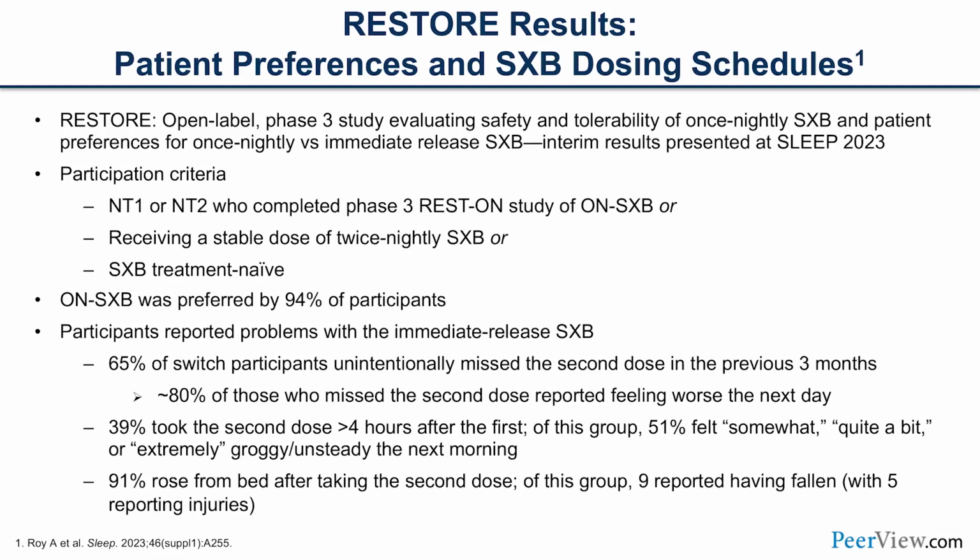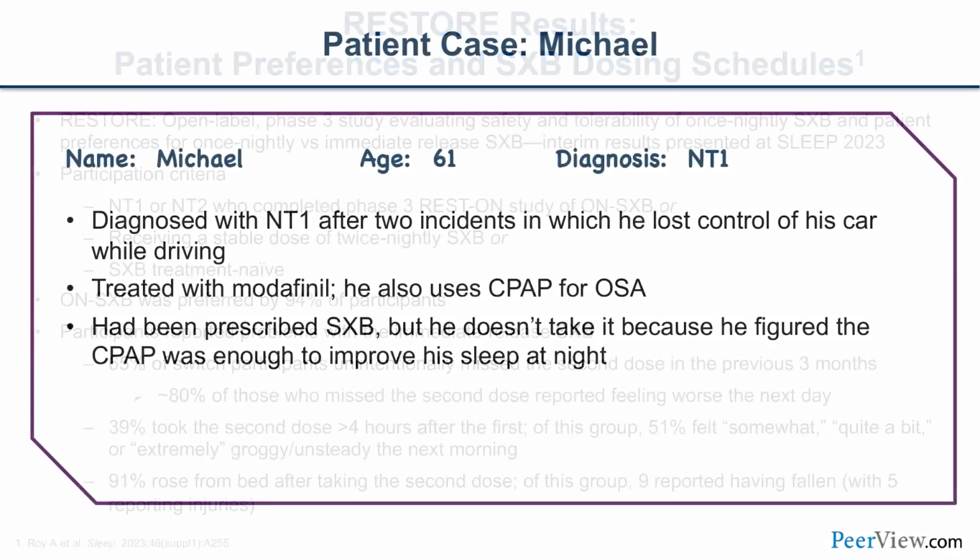And so you had type 1 or type 2 who completed the REST-ON study. Remember, that was the pivotal trial, placebo-controlled, and on this once nightly oxybate. Or they were receiving a stable dose of twice nightly, or they were sodium oxybate naive. And on this, 94% of the participants preferred the once nightly, which is, again, not surprising. And 65% of the switch patients had missed the second dose in the previous 3 months.